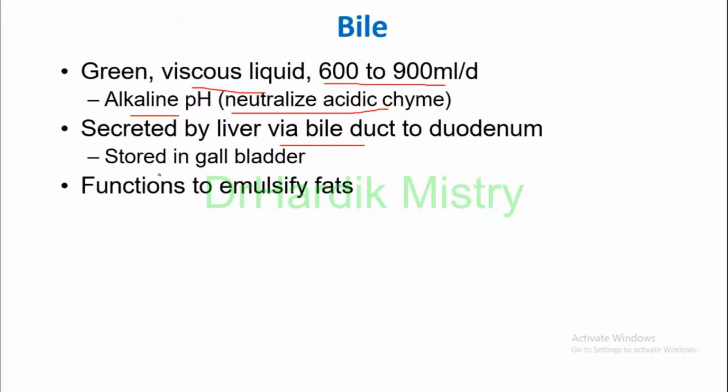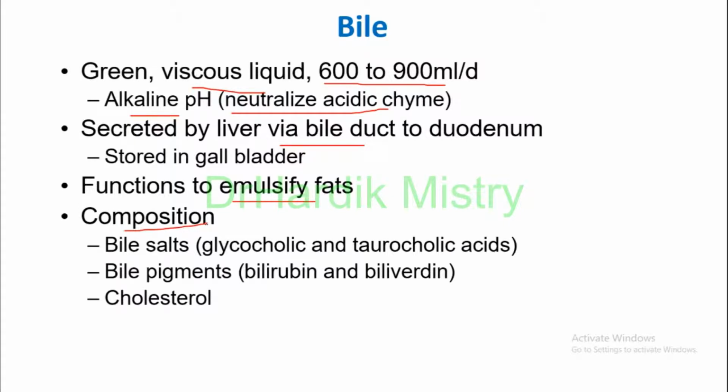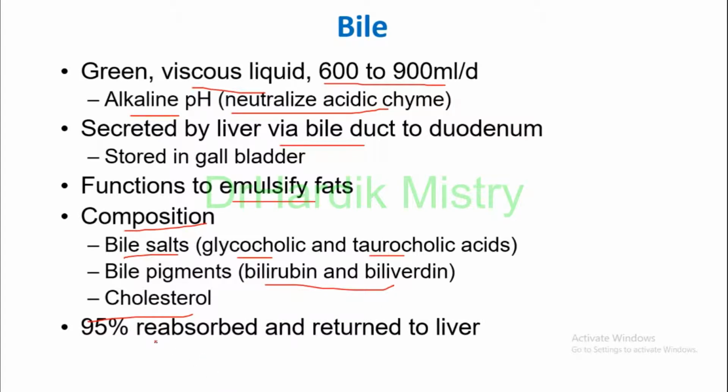The function of the bile is the emulsification of fats, as it helps in the digestion and absorption of fats. Now the composition of the bile, which includes bile salts, these are the salts of glycocholic and taurocholic acids, bile pigments which include bilirubin and biliverdin, and cholesterol. This is the composition of the bile. 95% of bile is reabsorbed and returned to the liver. So whatever bile is released into the small intestine is again reabsorbed, and via the portal circulation it again enters the liver.